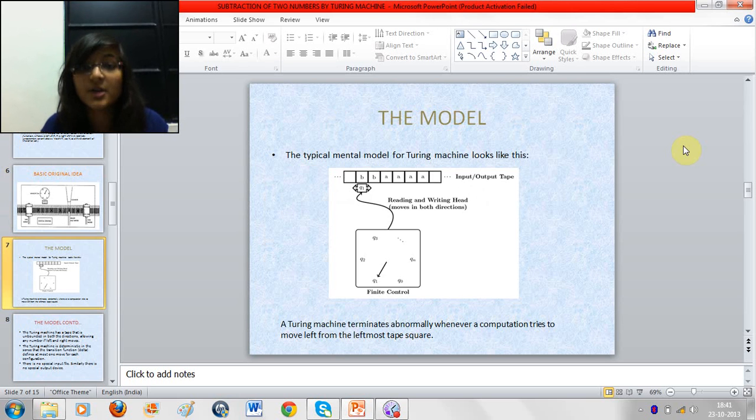Now we will show the model. The typical mental model for a Turing machine is shown in the given figure. In this, we have a tape with symbols embedded on it. We have a reading and writing head which can move in either the left or right direction, and the head is controlled by the finite control. A Turing machine terminates abnormally whenever a computation tries to move left of the leftmost tape square.